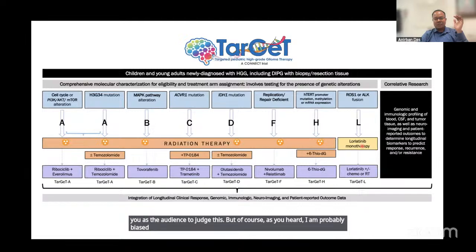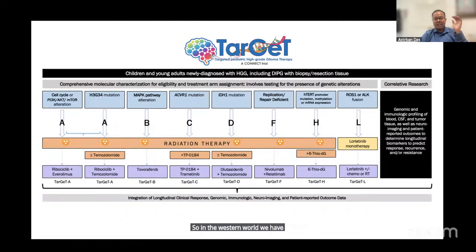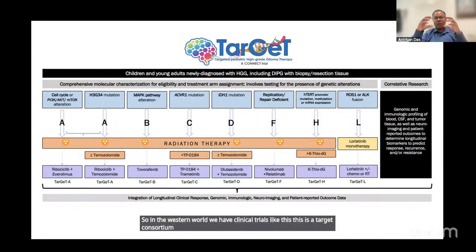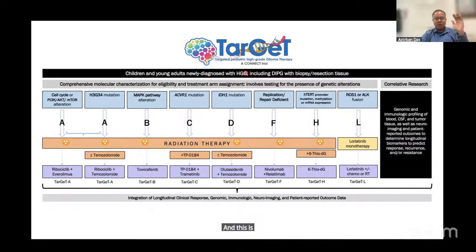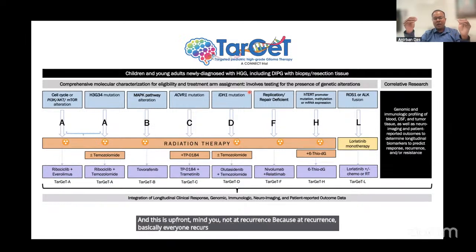So in the Western world, we have clinical trials like this. This is a target consortium led by a consortium called Connect, which is a network of institutions in Europe and North America who do clinical trials together. And this is pediatric high-grade glioma. And this is upfront, mind you, not at recurrence, because at recurrence, basically everyone recurs and everyone dies. So the paradigm is to bring the targeted therapies and the innovative therapies to the front line and not wait for relapse or progression when the tumor biology has already become more aggressive.